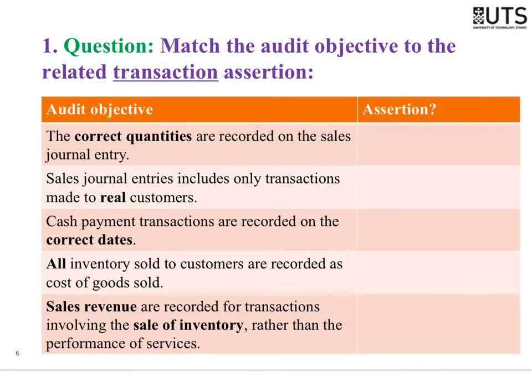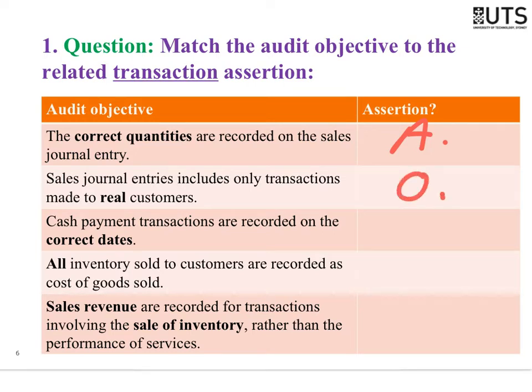Now, let's do a bit of an exercise to see how you're tracking with this. For each of these audit objectives, what is the transaction assertion that it is related to? Here we go. The correct quantities are recorded on the sales journal entry. What assertion is that? Excellent, accuracy, fantastic. Sales journal entries include only transactions made to real customers. What's that? Good, occurrence, fantastic.